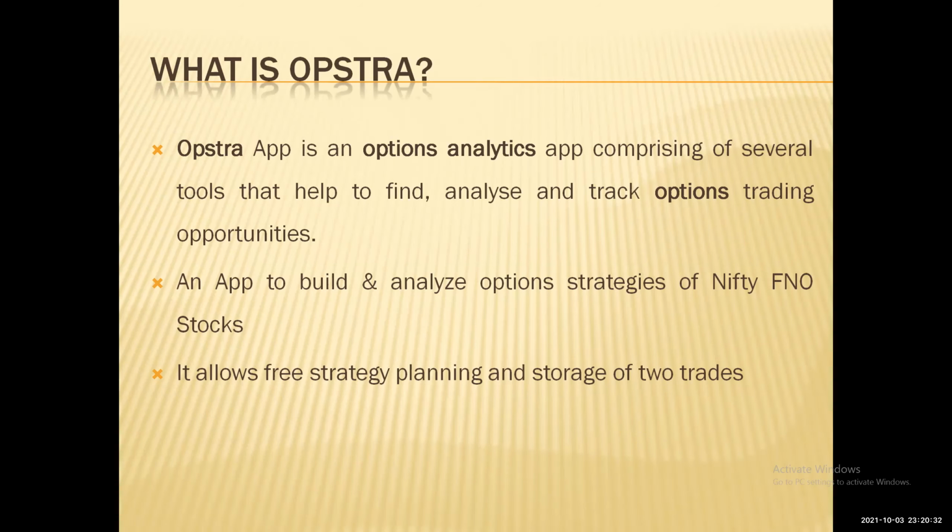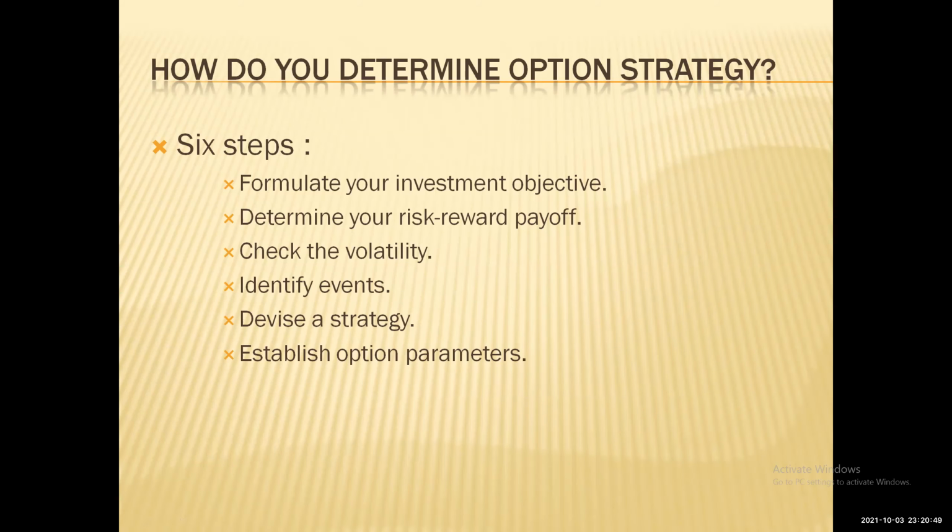How do you determine an option strategy? It is actually 6 steps. Formulate your investment objective, determine your risk reward payoff, check for the volatility, identify the events, devise a strategy, and establish option parameters.